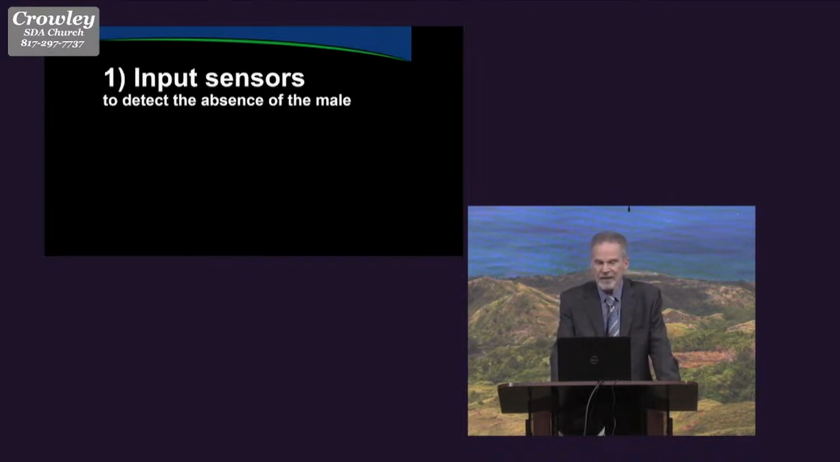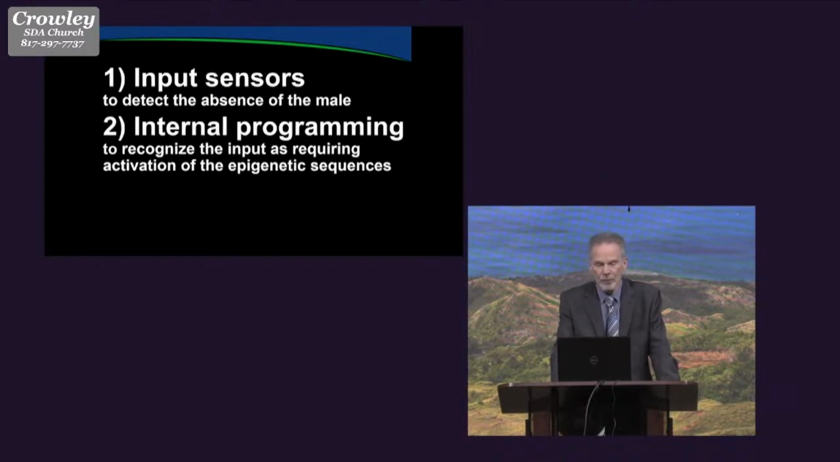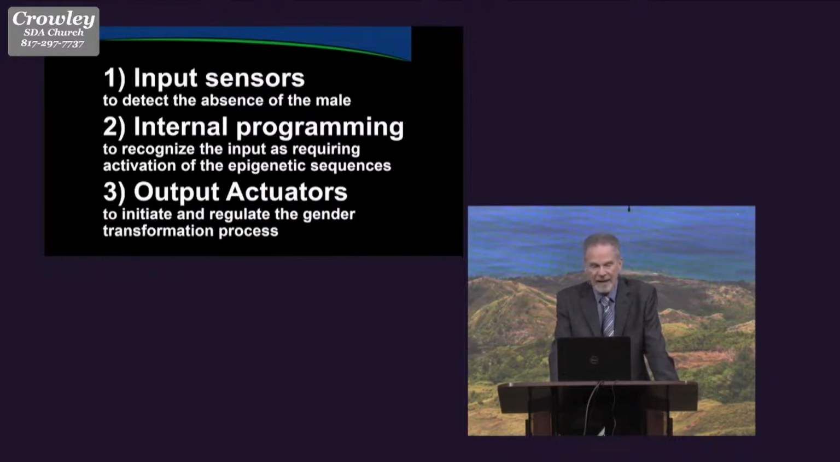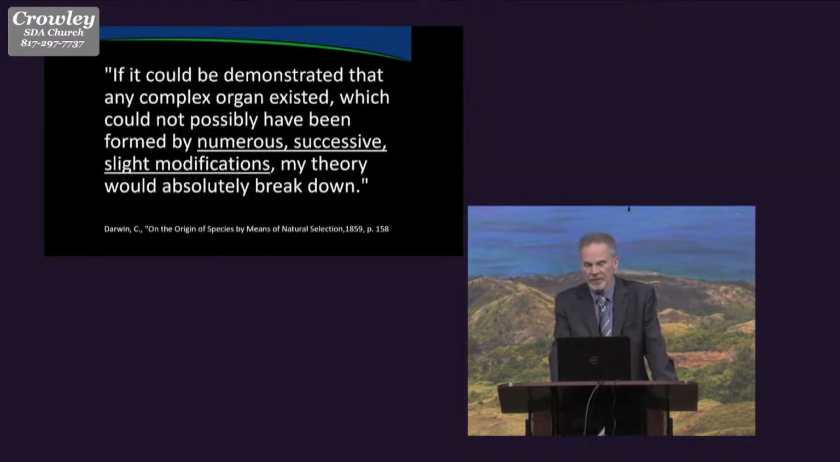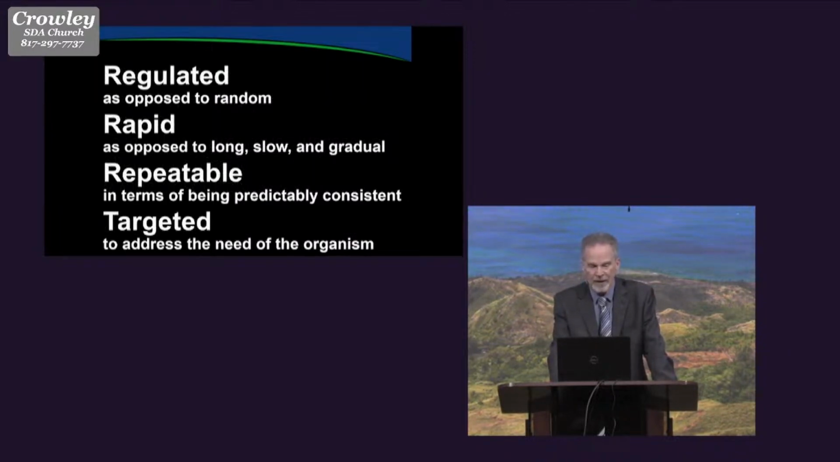Input sensors to detect the absence of the male, internal programming to recognize the input as requiring activation of the epigenetic sequences, and output actuators to initiate and regulate the gender transformation process. Amazing. No hormone therapies, no gender reassignment surgeries. The fish do it all by themselves. What is the falsification test? Numerous excessive slight modifications? Nope. What we're seeing here is regulated, rapid, repeatable, and targeted.